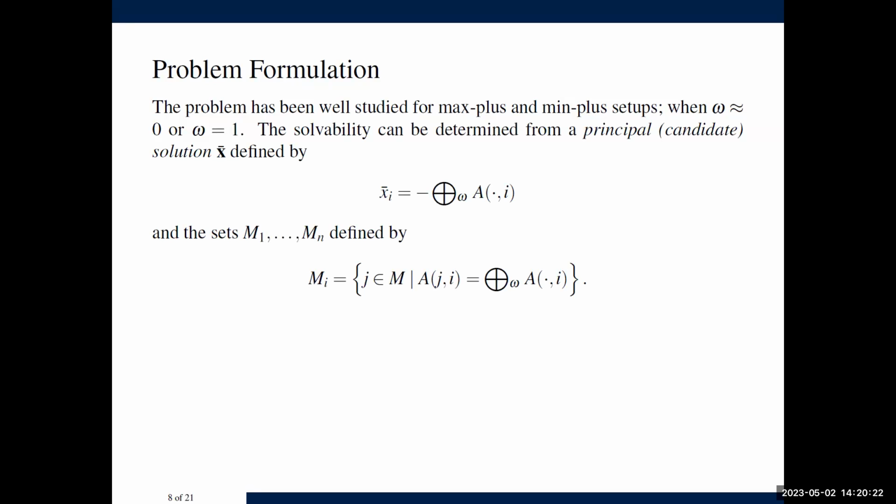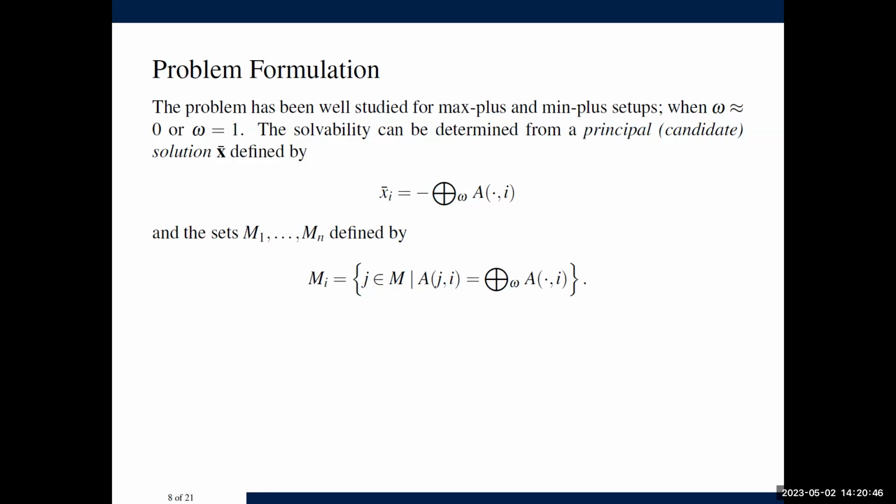The idea is that we consider every column, and then for max plus we take the largest element, and then we put the minus, and that is the solution. Sorry, the candidate of the solution. If it is not a solution, then there is no solution at all. If it is a solution, then we may find other solutions which are smaller.